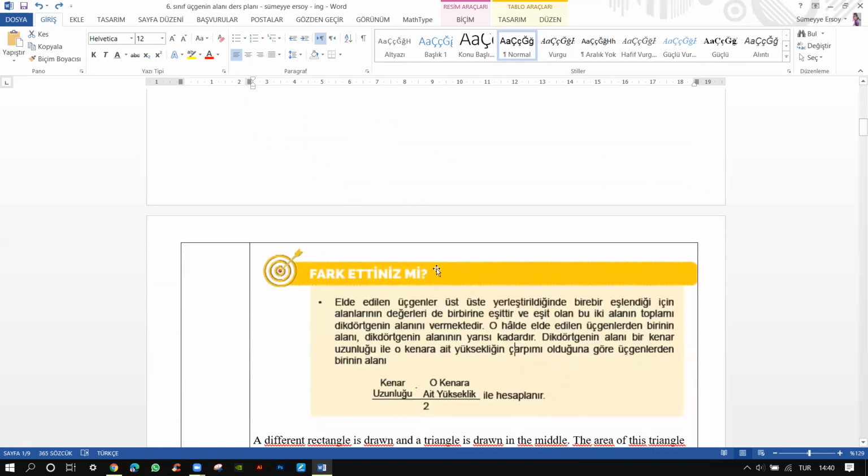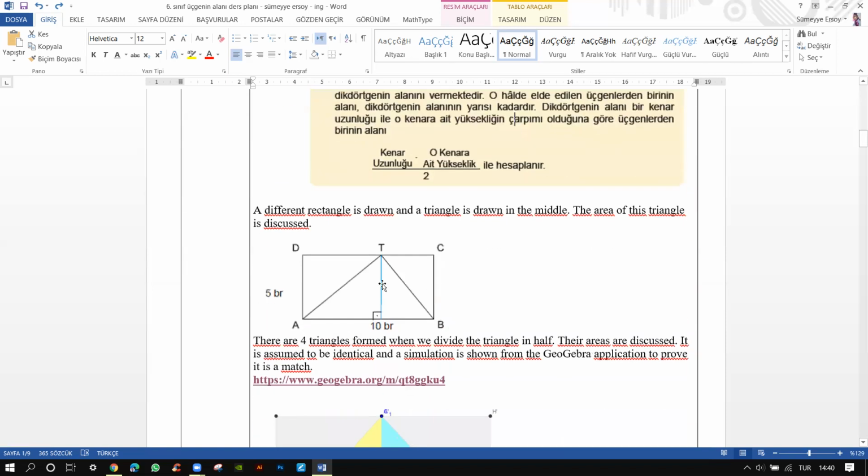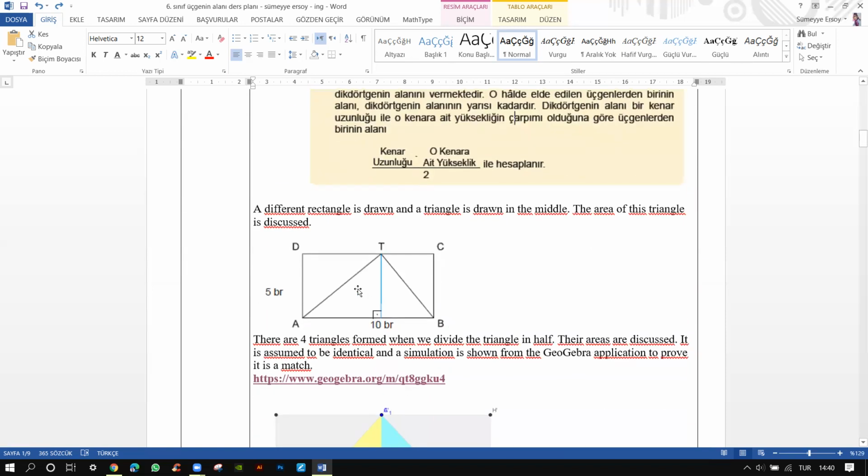And then I give them a different rectangle with different triangle. I also want them to calculate the area of the triangle, this triangle, but without this line. And how can we reach it? I asked them. I will help them by drawing a line to the rectangle.